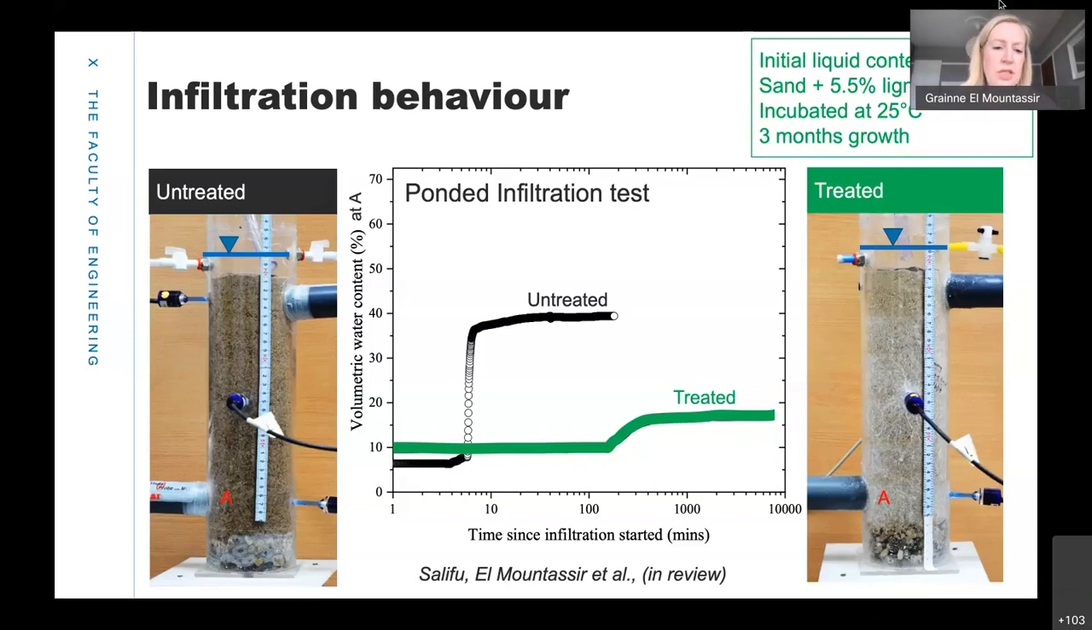Here we have plotted the volumetric water content at point A for both columns, and that's towards the base of the column. For the untreated, which is essentially sand, a granular soil, we had water reaching the base of the column within 6 minutes, as you would expect. Whereas in the fungal treated soil, where the Pleurotus ostreatus had grown for 3 months, it took several hours for water to reach the base of the column. And so we've delayed infiltration and also reduced infiltration.